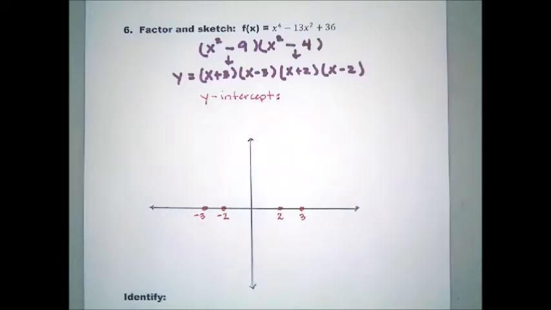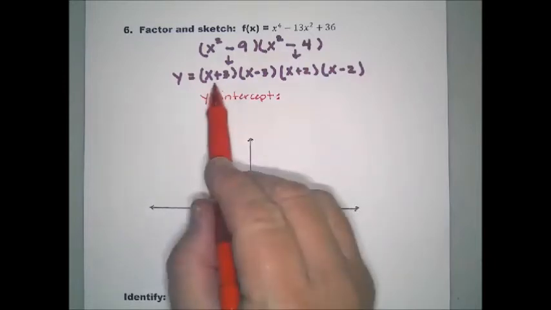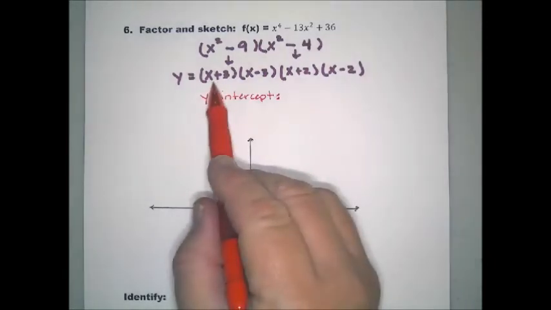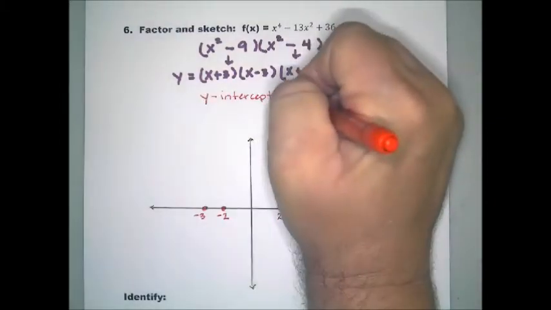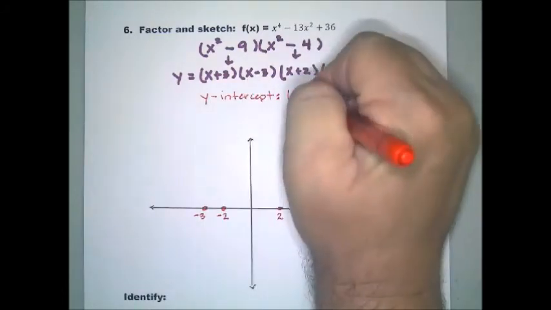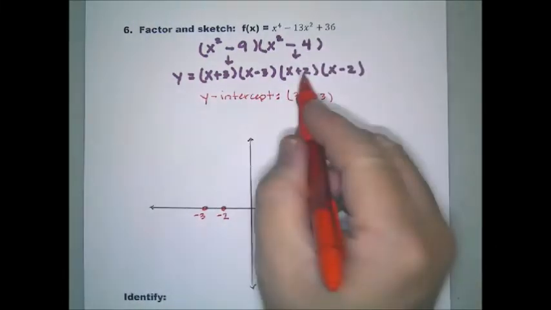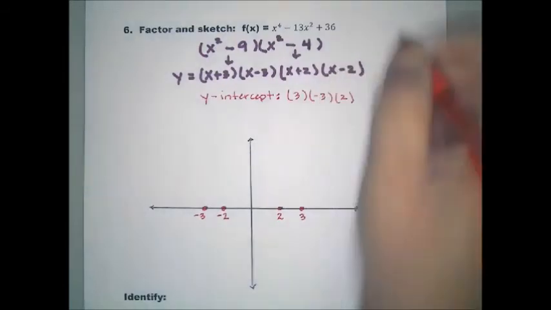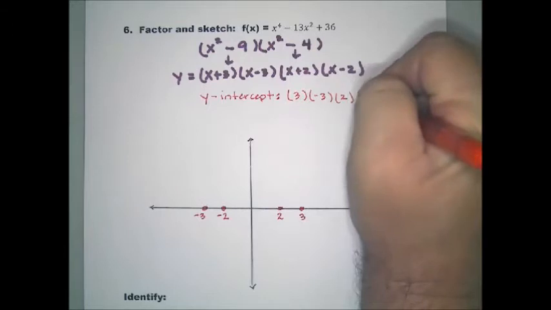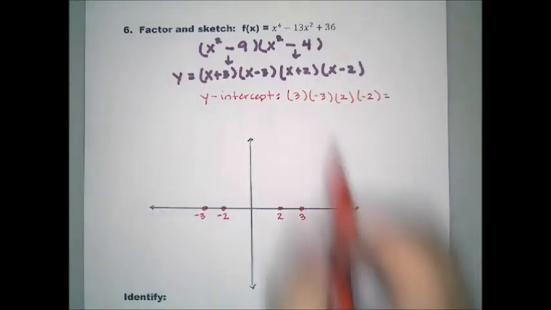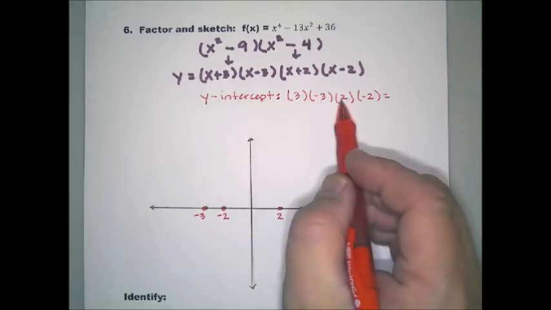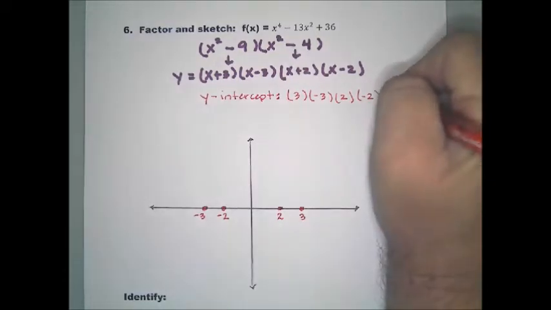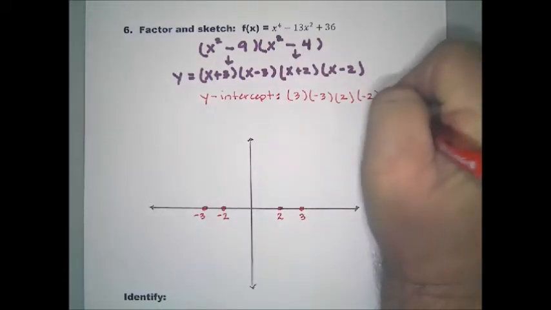Where is this thing going to cross the y-axis? Well, you know what you could do. You could plug in 0 for x if you want. And that would be 0 plus 3 is 3. 0 minus 3 is negative 3. 0 plus 2 is 2. 0 minus 2 is negative 2. So that would be 3 times negative 3 is negative 9, times 2 is negative 18, times negative 2 is positive 36. That would be my y-intercept.